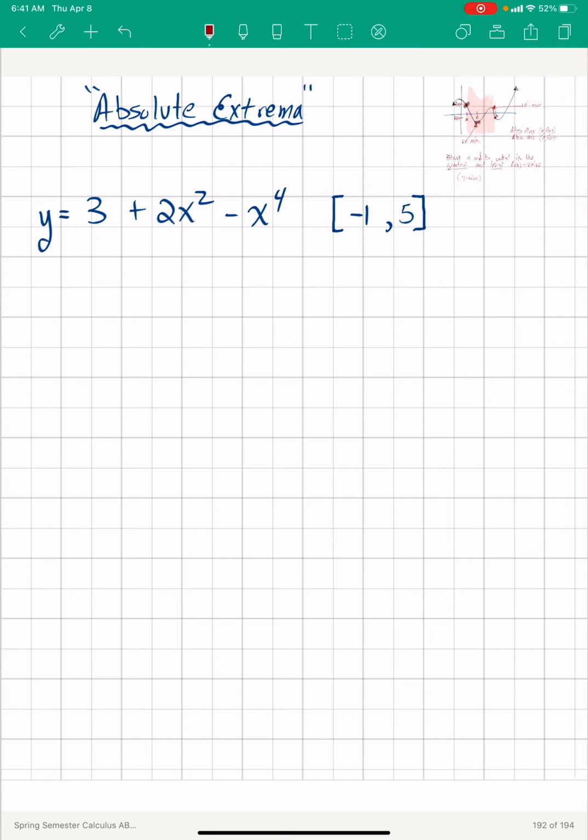Now let's try this problem. Alright, so we've got y equals 3 plus 2x squared minus x to the fourth. We're going to set it up by saying check the values at f of 5, f of negative 1. And then I want to check what are called my critical numbers. So first we check endpoints. And that's f of 5 and f of negative 1. And then we're going to check our critical numbers.